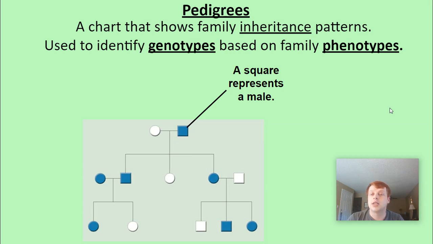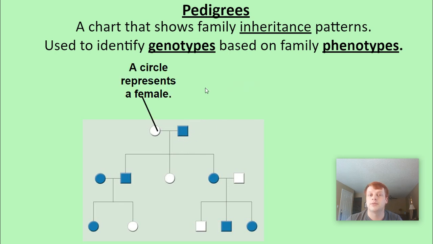So to get us started, I wanted to briefly go over pedigrees. Pedigrees show family inheritance patterns, and this goes in with last unit, not the one that we're in right now. So pedigrees are used to identify the genotypes, that's the letter codes that people have, based on the phenotypes in a family. In order to read a pedigree, you just need to know a couple things. The first is that a square like this represents a male, a circle represents a female.